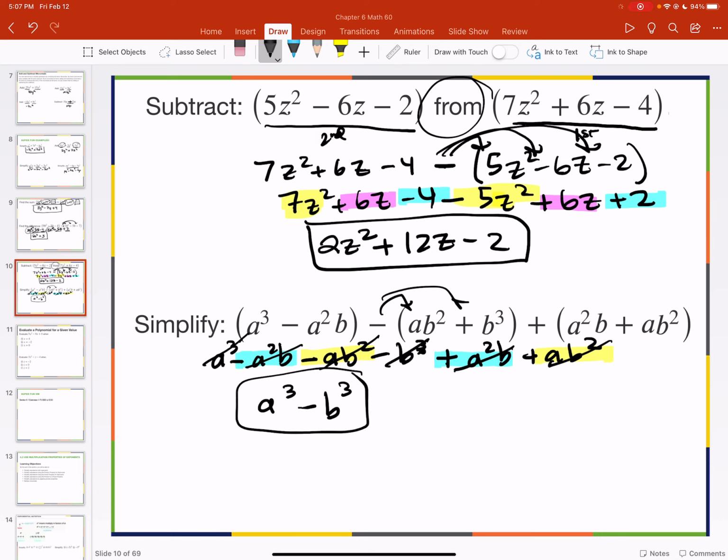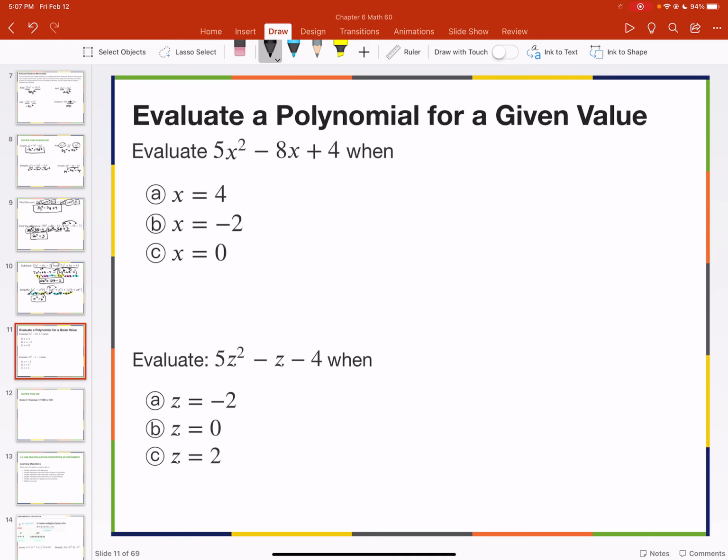Okay, and then the last thing that you want to do is be able to evaluate a polynomial for any given value. What does that mean? That's just a fancy way of saying, hey, instead of the letter, replace it with the number that I'm assigning to that variable.